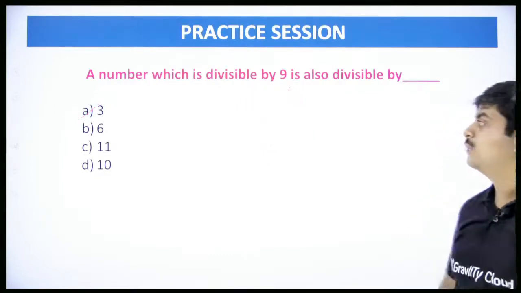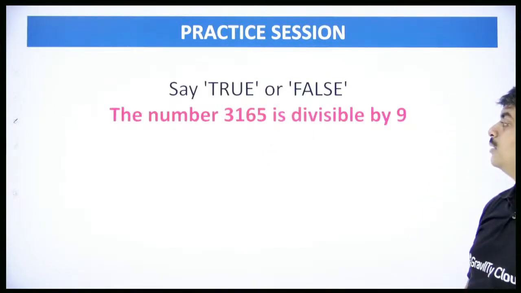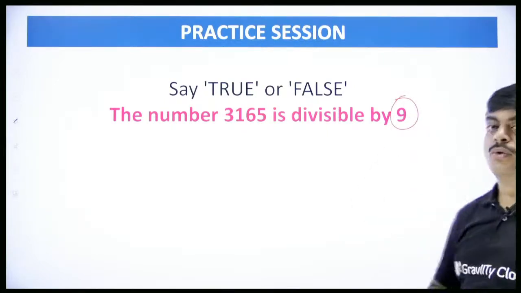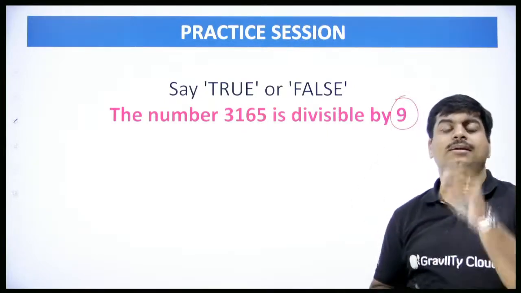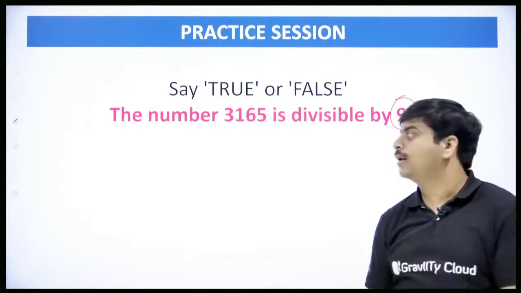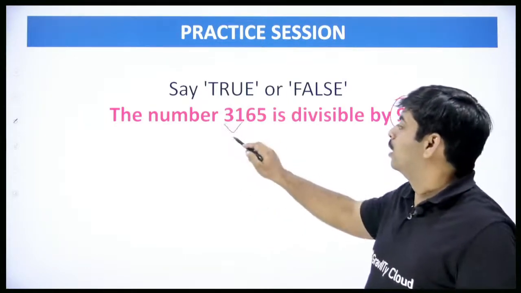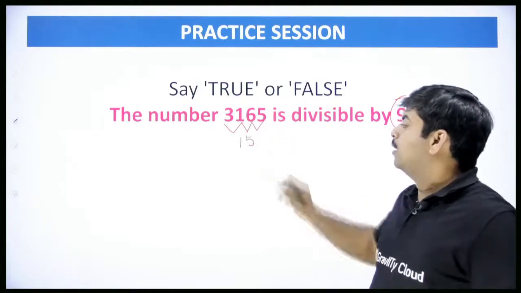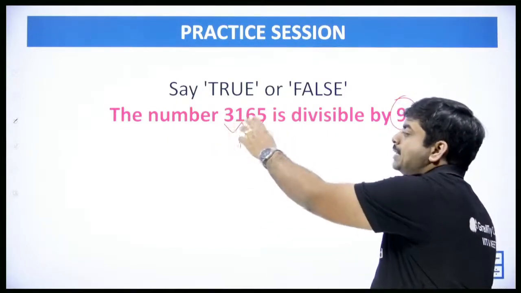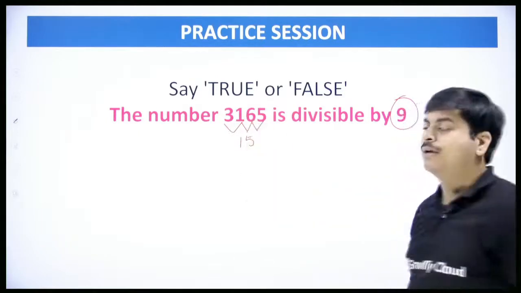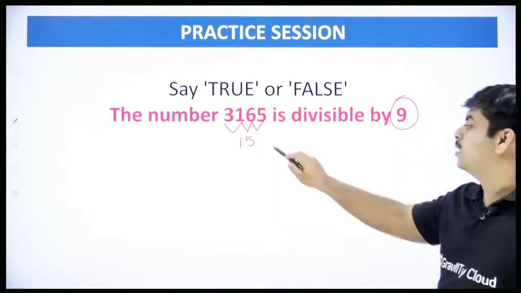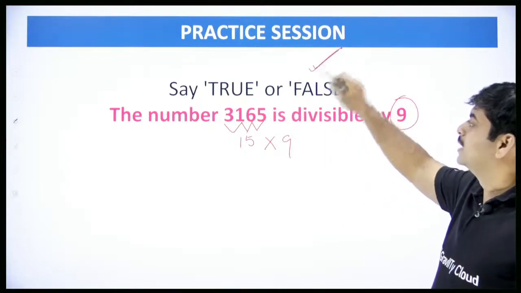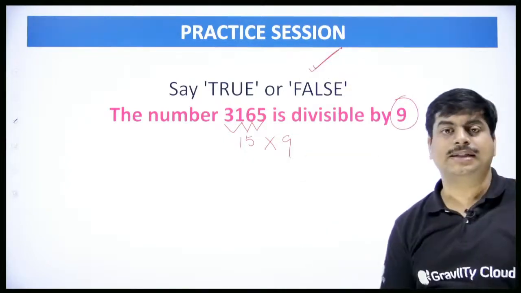Correct? Next one. Say true or false: the number 3165 is divisible by 9. What is the divisibility rule of 9? The sum of the digits should be a multiple of 9. So 3 plus 1 is 4, 4 plus 6 is 10, 10 plus 5 is 15, which is not a multiple of 9. So we can say that the given statement is false.